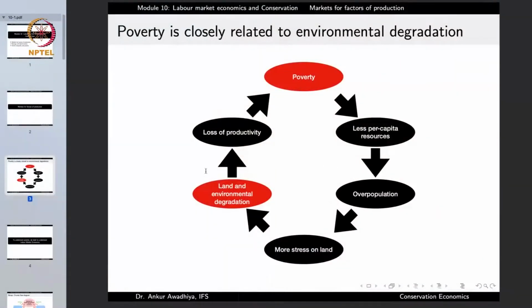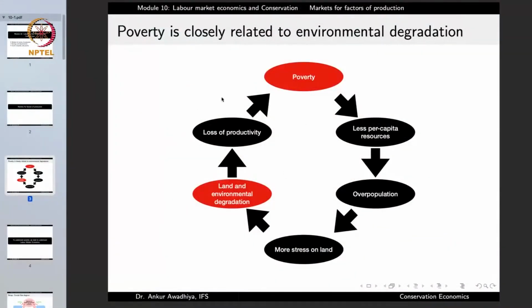So even though there is an expansion of agriculture and there is a huge amount of land and environmental degradation, there will be a further loss of productivity because these expansions are being made in those areas that are even more infertile. And when we have a loss of productivity, that would further accentuate the poverty. So this becomes a vicious cycle and it goes on and on. And it is important to remember here that poverty is also a part of this cycle, and land and environmental degradation are also a part of this cycle.